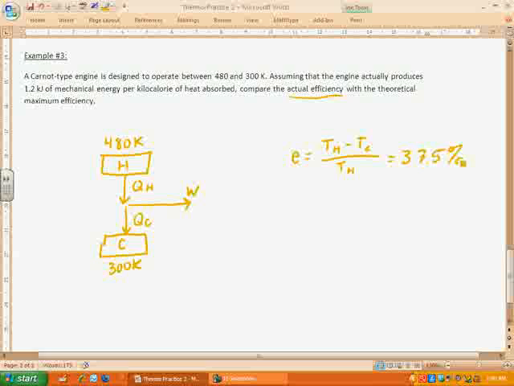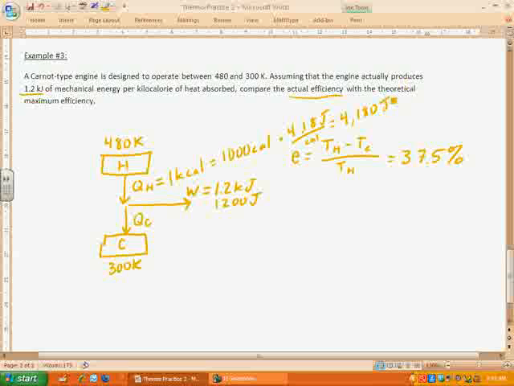Alright, so now we have to look at how efficient it's actually being. We know that the efficiency is going to deal with the amount of work that's being produced. So the work that we're producing is 1.2 kilojoules, which is 1,200 joules, and this is per kilocalorie of heat that's absorbed. So this is the heat that's being absorbed, and that's the heat that's being emitted. If we are absorbing 1 kilocalorie, that would be 1,000 calories. And we also know that calories are related to joules by a factor of 4.18. So that's how many joules there are in 1 calorie, which means that we're absorbing 4,180 joules.